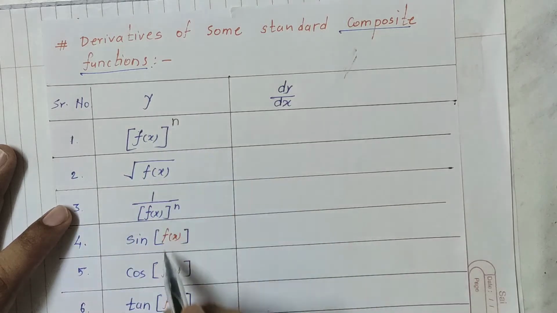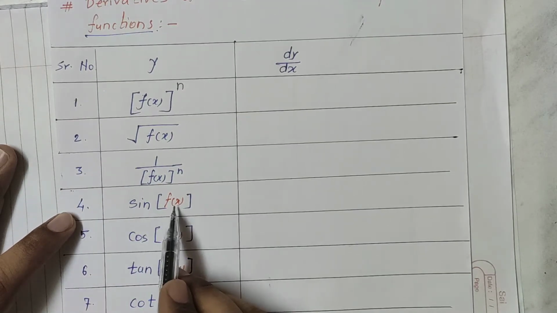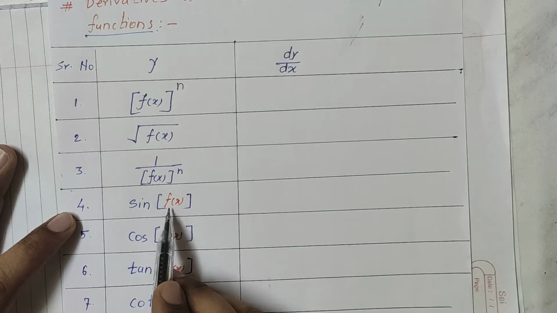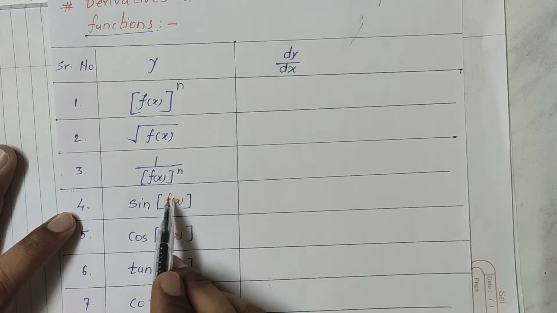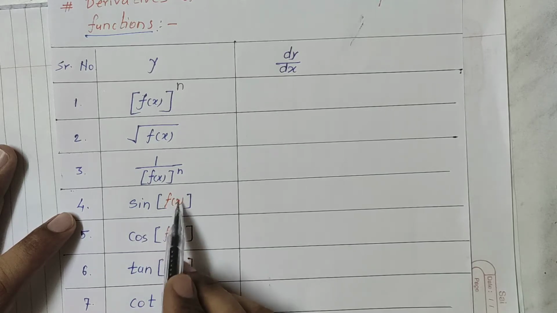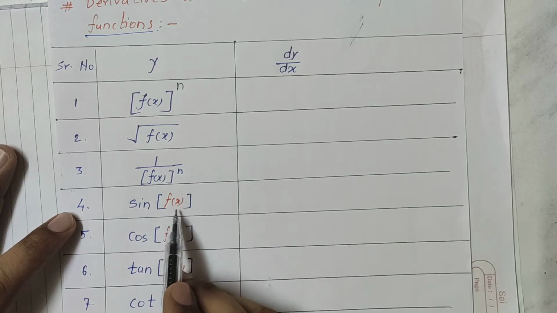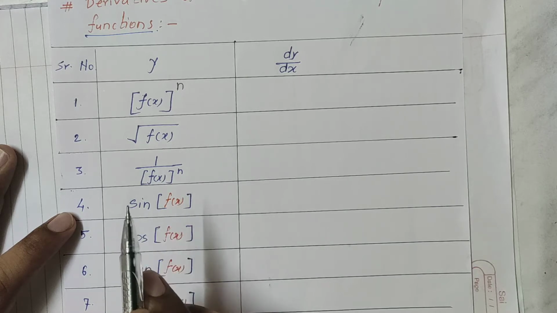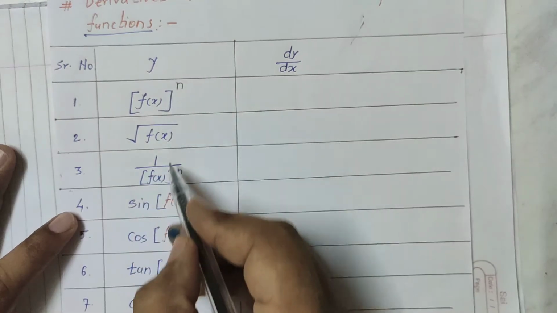Remember, all these functions are composite functions. Here we see sine of f of x, not sin x. Sin x means a simple function, but here it is sine of f of x, which means there may be some other function inside: sine of log x, sine of tan x, sine of cot x. These are all called composite functions. There are lots of possibilities, so we find a general formula.